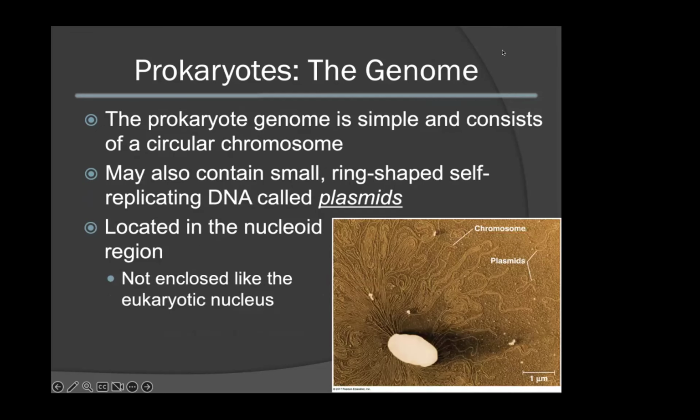The prokaryotic genome is considered to be relatively simple and consists of one circular chromosome. However, it may also contain plasmids, which are small ring-shaped self-replicating portions of DNA, which can be depicted in the diagram below. The genome is typically located in the nucleoid region. However, this is not to be confused with the eukaryotic nucleus, which is completely enclosed in eukaryotic cells.